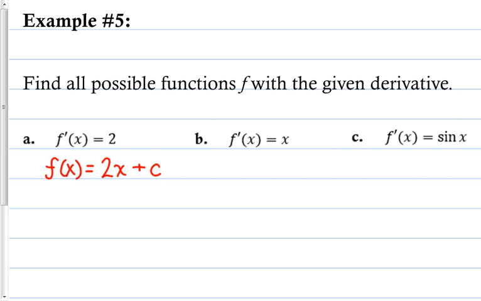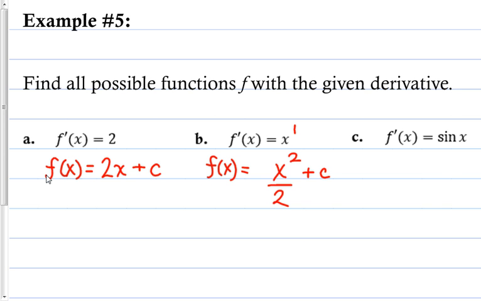All right, B. The derivative is x. Okay, so right now x is to the 1 power, so I'm going to add an exponent. I add the exponent. And then I have to multiply it by the new exponent. And add my c. There's my antiderivative.